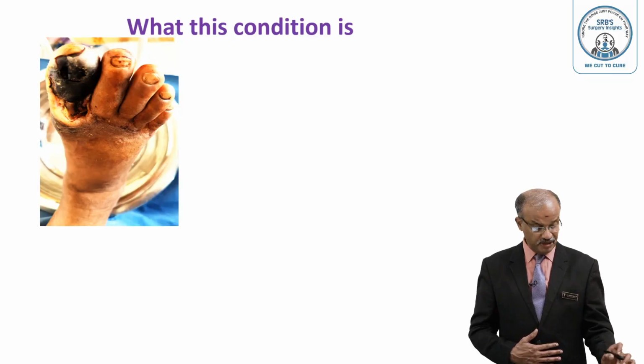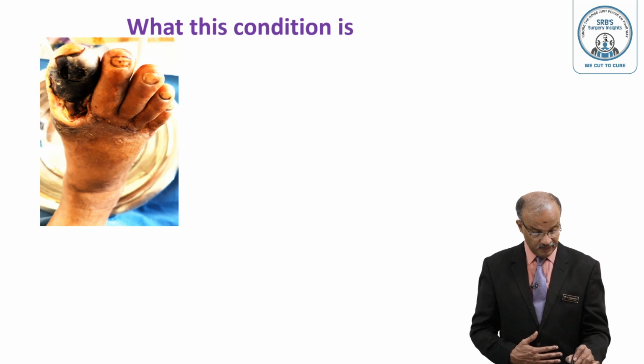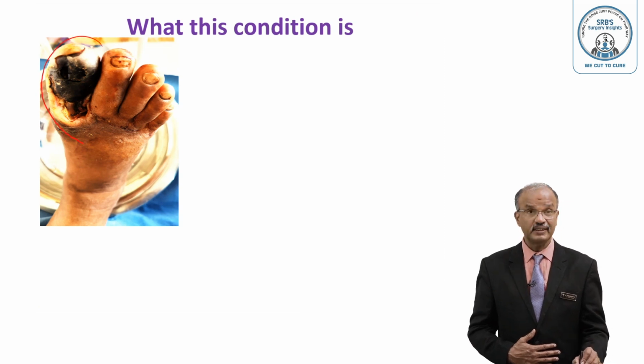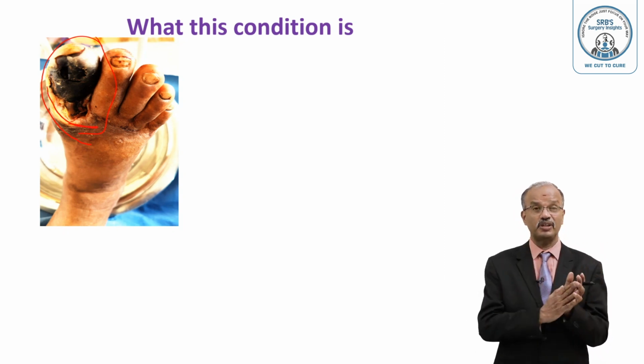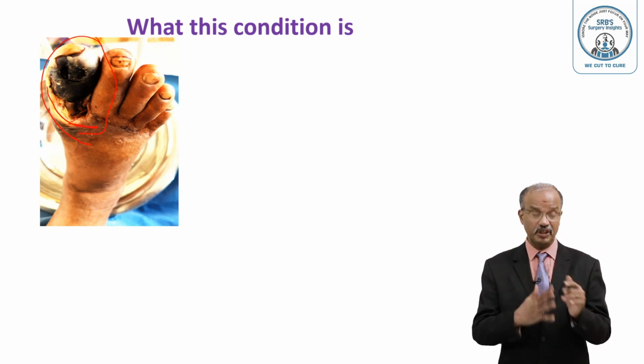This is a little different part, but with different explanations probably. So you can club both, go through that so that you can have the idea. So what is this condition? Look at that. You can see that grade 2 is black, dry, and there is a line of demarcation, separation from the normal tissue. Live tissue, dead tissue separation.